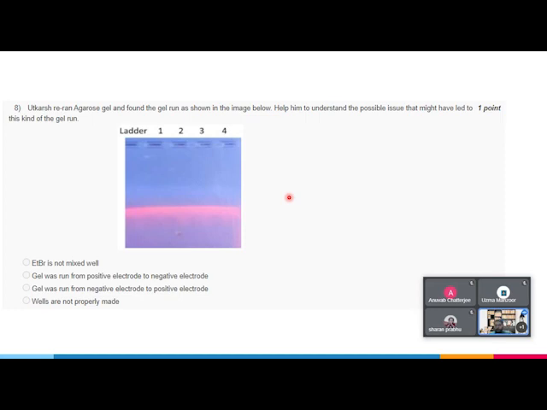So the options that are given are: ETBR is not well mixed; gel was run from the positive electrode to the negative electrode; gel was run from the negative electrode to the positive electrode, that is opposite to the correct one; and wells are not properly made. Which do you think is the problem this time around? You can post your answer in the chat box. What is wrong with this particular gel?